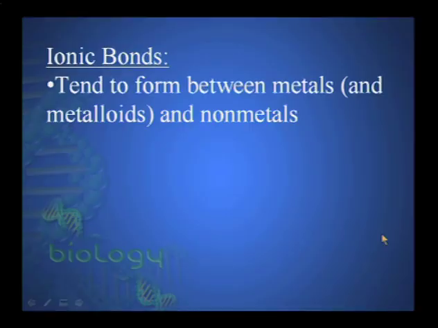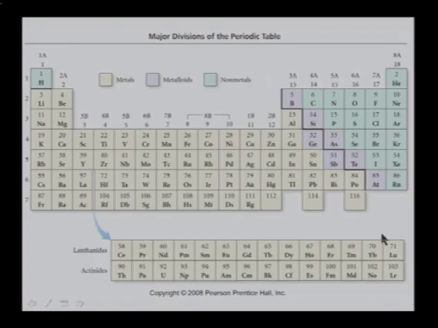Now, ionic bonds have certain characteristics. One of these being that they tend to form between metals and metalloids and nonmetals. When you look at the periodic table, most periodic tables will have a dark line here, and that separates the metals and metalloids from the nonmetals. So metals and metalloids tend to lose electrons. The nonmetals tend to gain electrons. So these different groups tend to form ionic bonds with one another. This group also would go into that metal or metalloid composition.